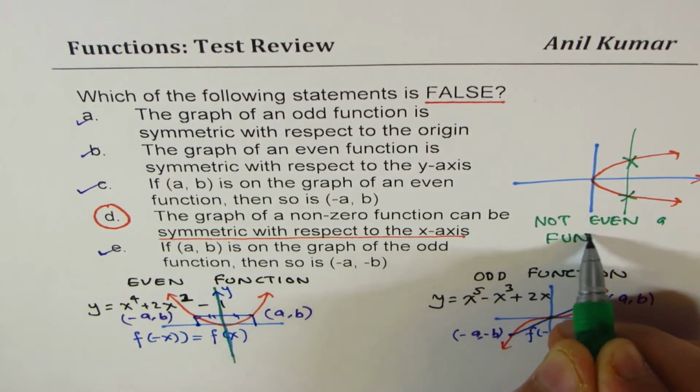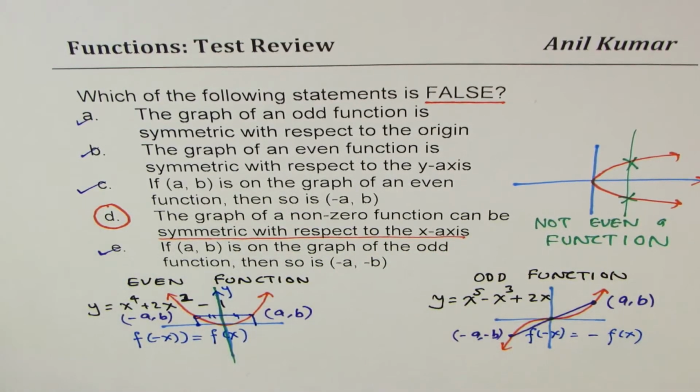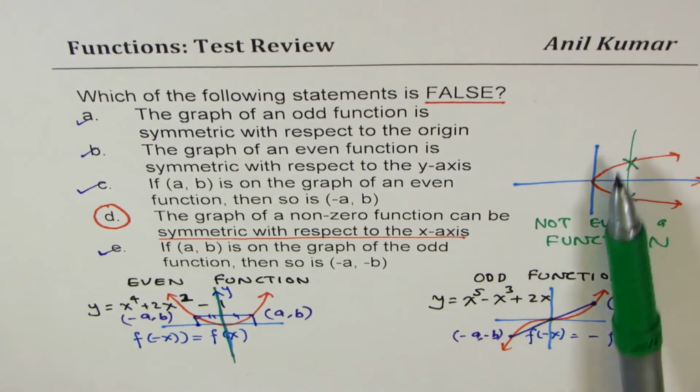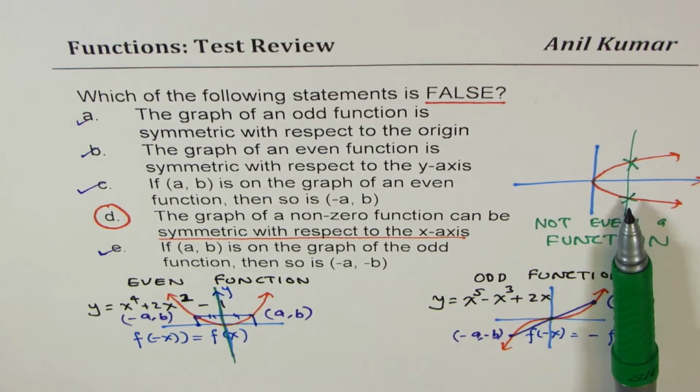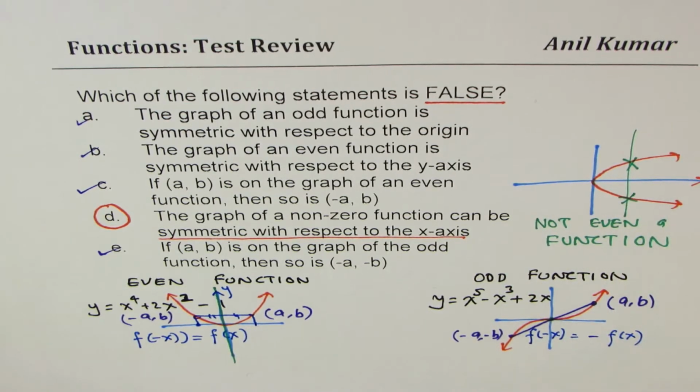Do you see that? So this statement is totally false and all others are absolutely correct. So I hope that helps you to understand, one, the concept about even and odd functions. Second, about function itself. If you fail the vertical line test, it is not a function, and no function can be symmetric about the x-axis. Keep it in your mind, right?